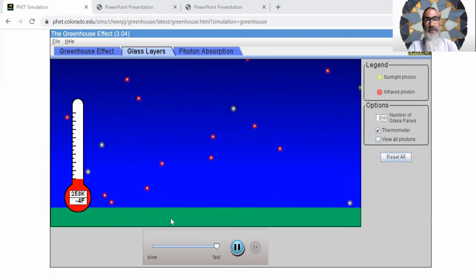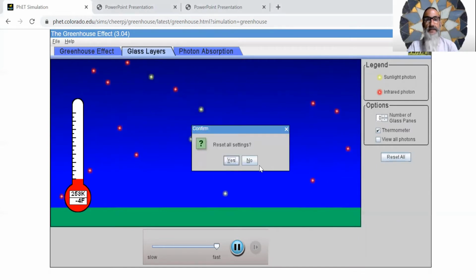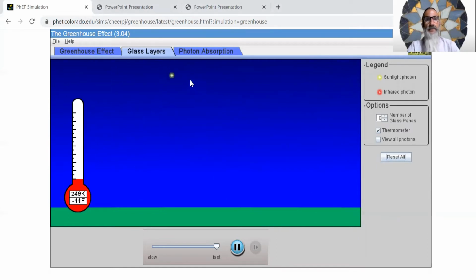We also have this green bar down here, which represents the Earth. Of course, the sky is blue. And we see in the legend here that the yellow particles are sunlight photons. This is visible light coming from the sun. And what we also notice, if we reset this, is that what we have initially is sunlight particles, photons, visible light. They come down to the Earth. The Earth absorbs the yellow particles, the sunlight, and then emits heat.